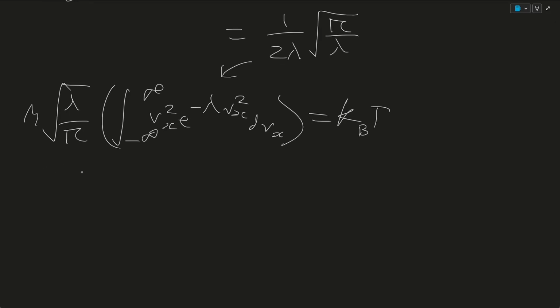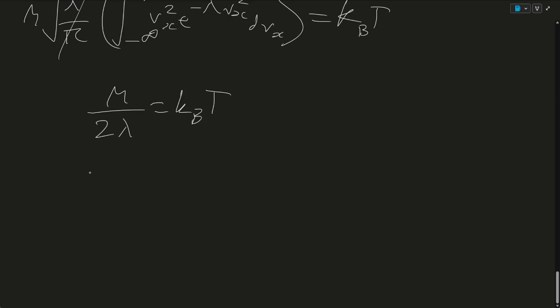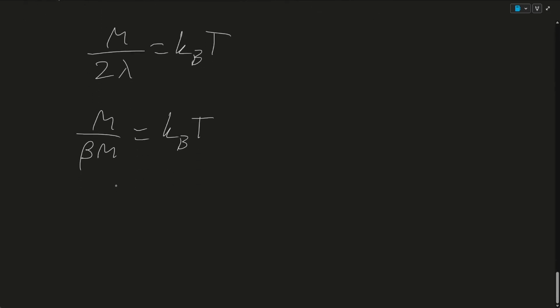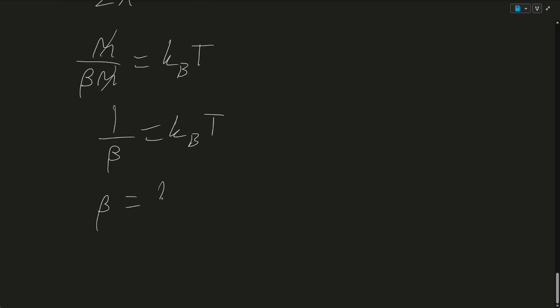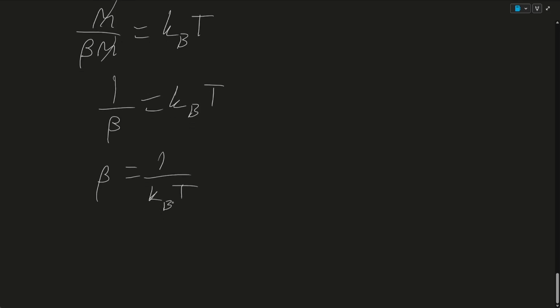Of course the root lambda over pi and root pi over lambda, those two are going to cancel out. So m over 2 lambda is equal to kbt. And so 2's would cancel out when you plug in lambda, so it's m over beta m is equal to kbt. 1 over beta, I forgot that m's cancel out as well, is equal to kbt, and so beta is equal to 1 over kbt.